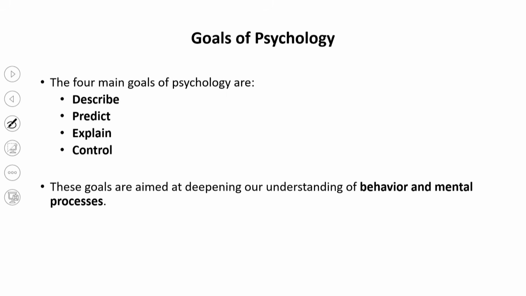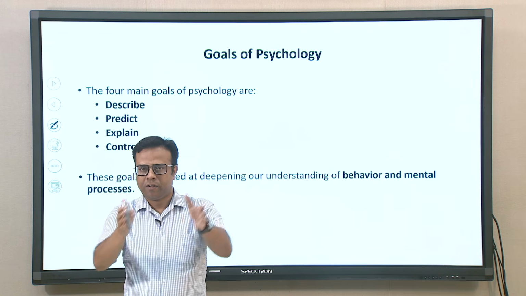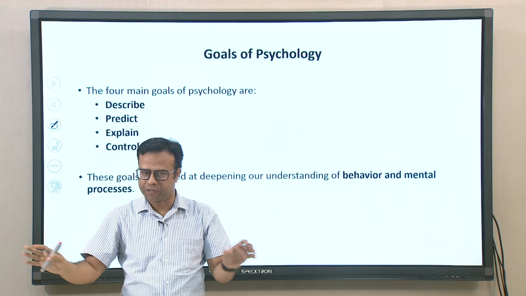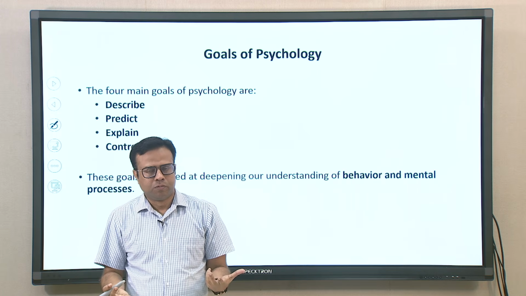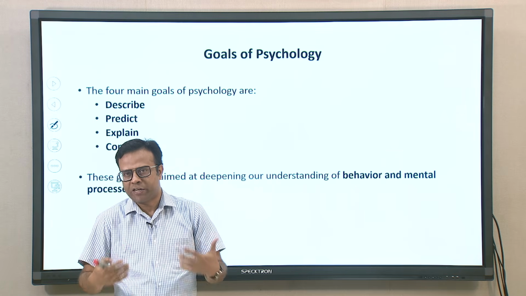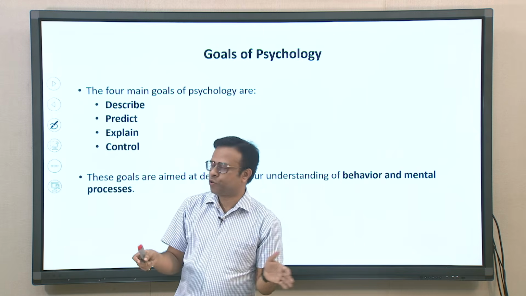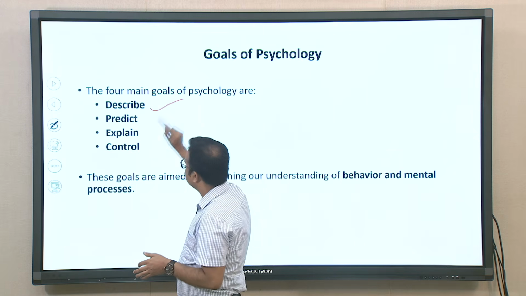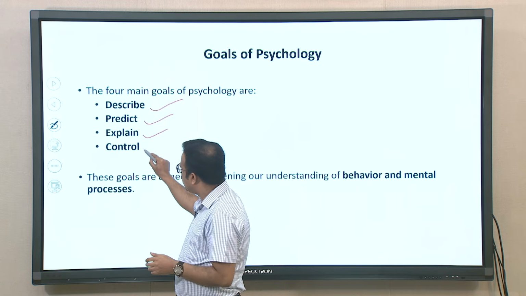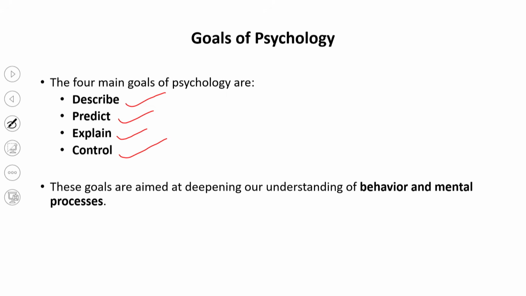Now, let us look into the goals of psychology as a discipline, what it aims to do. Obviously, we have understood that it scientifically studies behavior and mental processes. That is the content of the discipline, human behavior and mental processes. It includes both human as well as animal behaviors. Now, what does it aim to achieve by studying behaviors and mental processes? There are four main goals of psychology. One is to describe behavior or mental processes, and then to predict, explain and control behavior. These are the four goals of psychology.